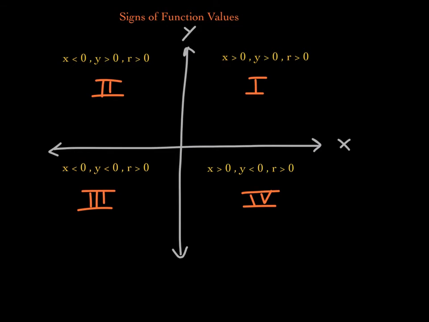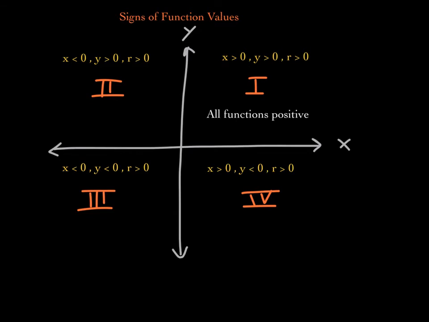Let's look at quadrant number 1. Remember that all of your 6 trig functions are defined to be ratios of these distances. So sine of theta, for example, is defined to be y over r. Cosine of theta is defined to be x over r. Tangent of theta is defined to be y over x. Remember that definition? So if x, y, and r are all positive, that means all 6 trig function values are positive for any angle whose terminal side lies in quadrant 1. I'll say that again. All 6 trig function values are positive for any angle whose terminal side lies in quadrant 1.